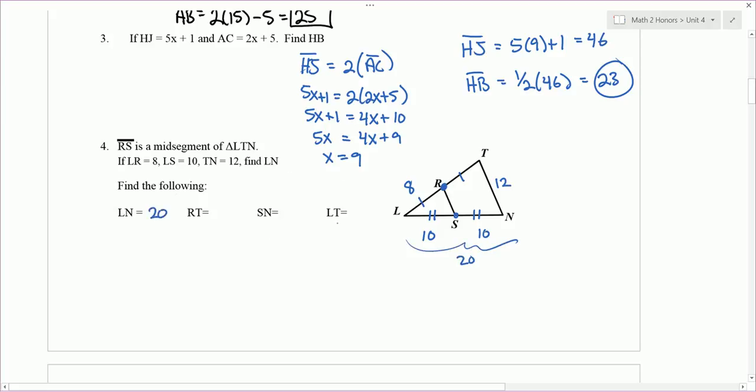We want to find RT. RT is the same length as LR, so it's 8. SN is the same length as LS, which is 10. And LT, that's 16. And we got it.